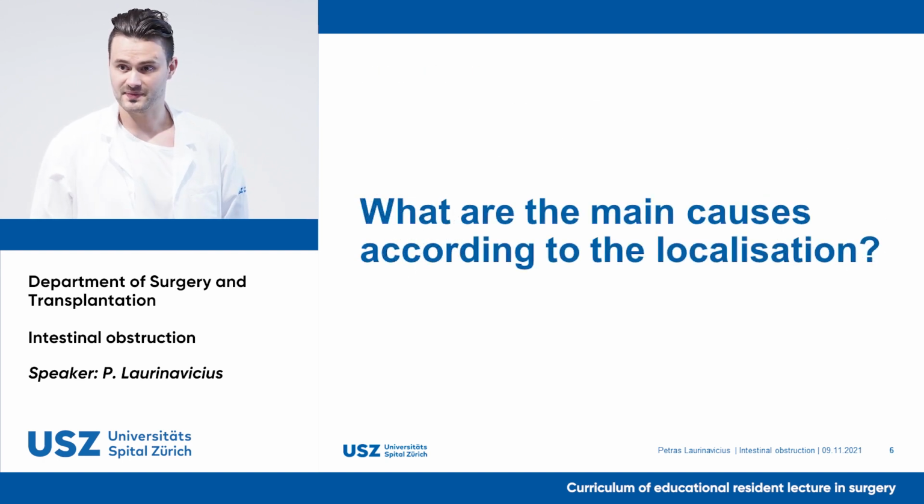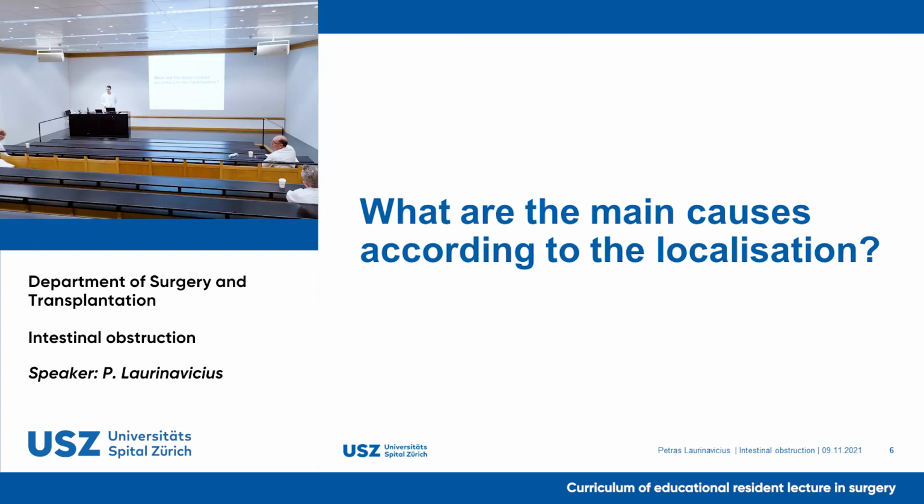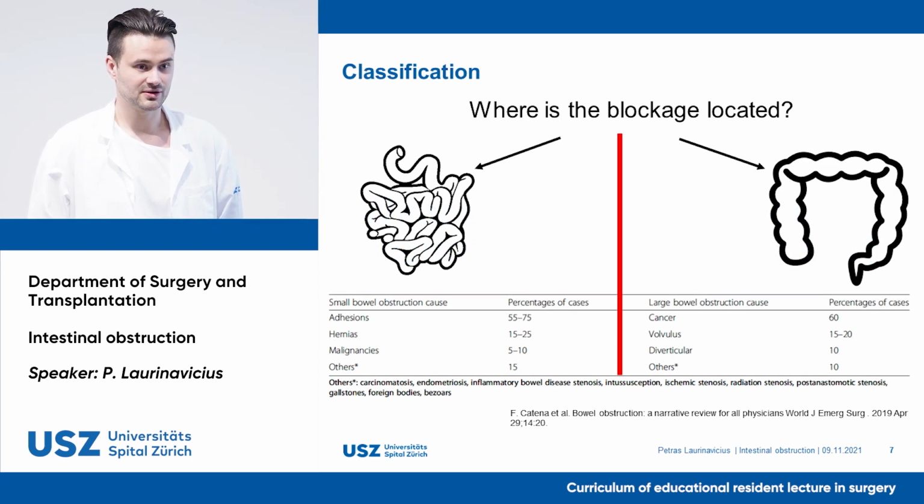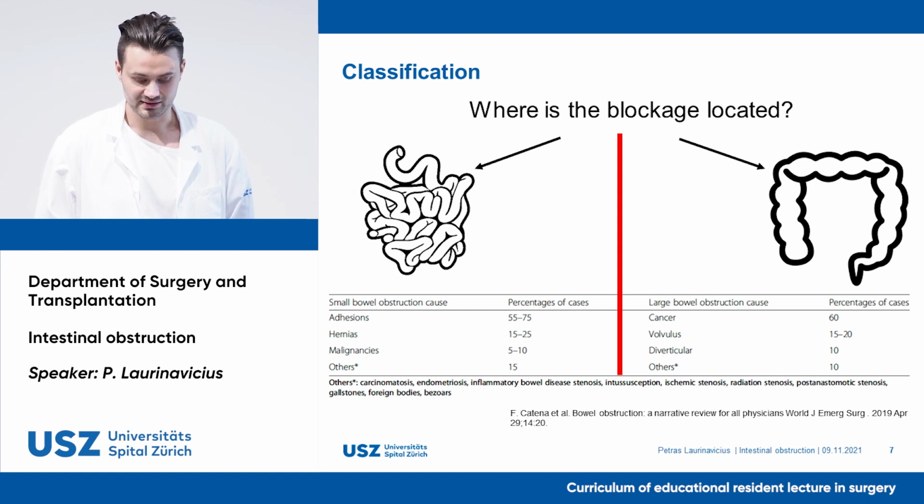And I would like to ask my fellow residents, what are the main causes of the intestinal obstruction according to its localization? I think for small bowel, it's usually due to adhesions. And for large intestine, it's mostly colorectal cancer. That is absolutely correct. So the adhesions are leading cause in small bowel obstruction, causing up to 75% of the cases, followed by hernias and malignancies. And in large bowel, cancer is a leading cause, followed by volvulus and diverticular disease.